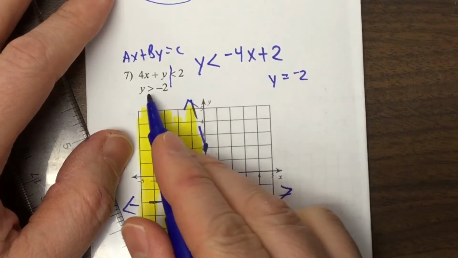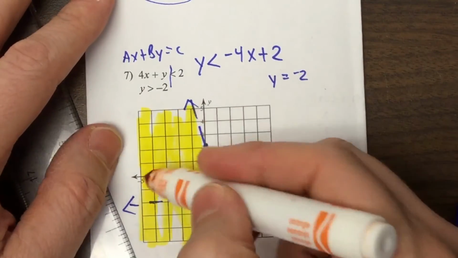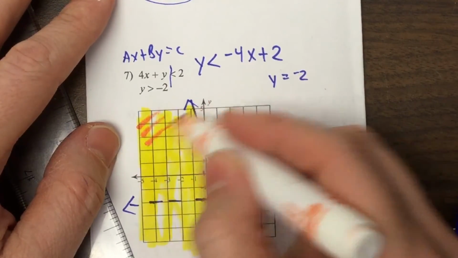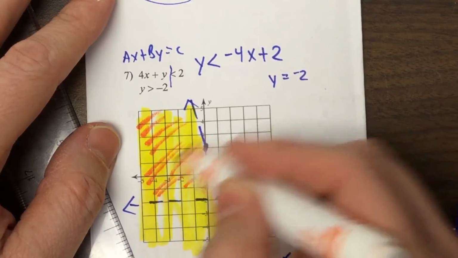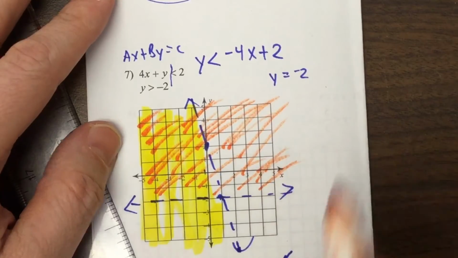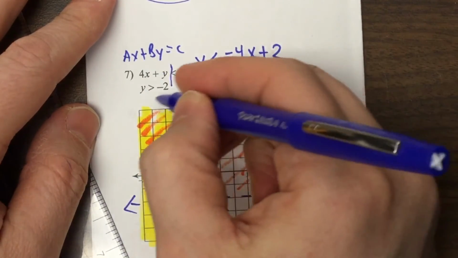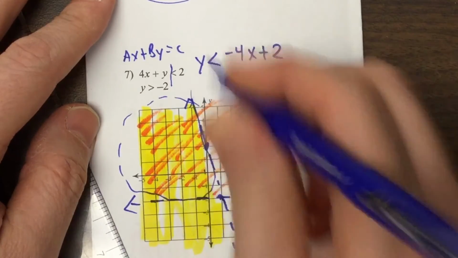There it is. Since it says y is greater than negative 2, I'm going to shade above that line. Maybe it's easier to see the double shading if I do dots or slashes like that. So there's my orange shading, there's my yellow shading, here's the solution, the double shaded area.